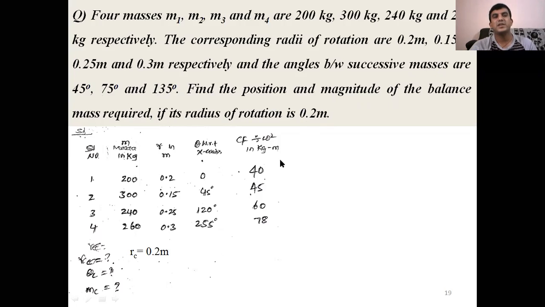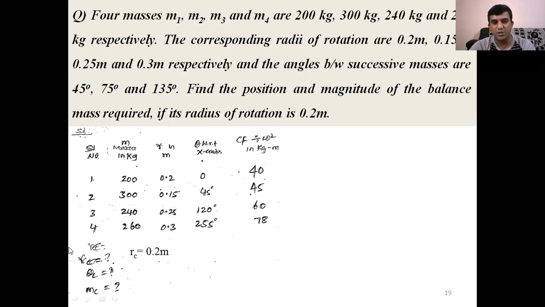Now what are the data given? M1, M2, M3, M4, 4 different masses are given, and their radius of rotation also given, and also the angle between their successive masses also given. Means the angle between second mass with the first mass is 45 degree, third mass with the second mass is 75 degree, fourth mass with the third mass it is 135 degree. Then RC value is given, then calculate MC value.